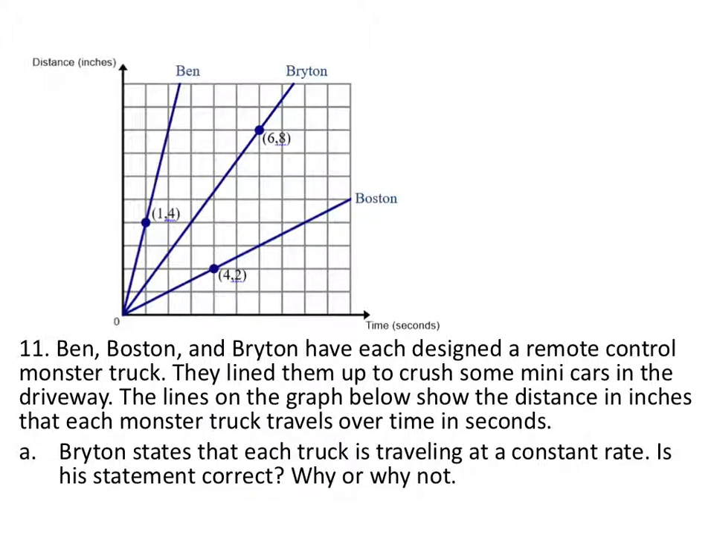All right, here we go. So Brighton's stating that they're all traveling at a constant rate. If that happens on a graph, then it's a straight line. So this one, the answer is yes, because all three are represented by straight lines.